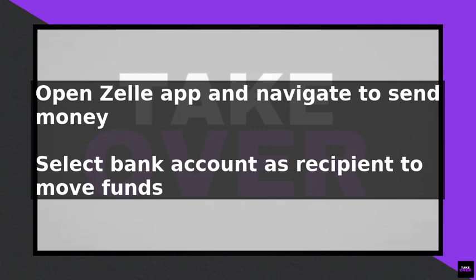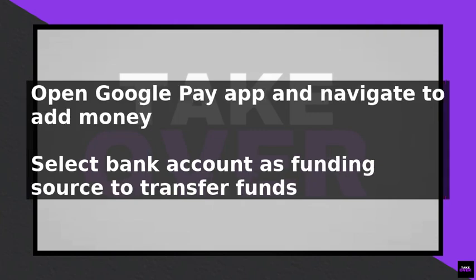Once the funds are in your bank account, open the Google Pay app and navigate to the Add Money section. Select your bank account as the funding source and choose the amount you want to transfer to Google Pay. The funds should now be available in your Google Pay account and you can use them to make payments or send money to others.